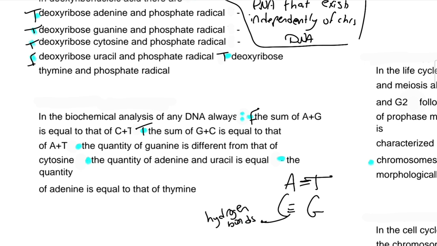The quantity of guanine is different from that of cytosine. This is wrong. The quantity of adenine and uracil is equal. This is also wrong. The quantity of adenine is equal to that of the thymine. This is correct.